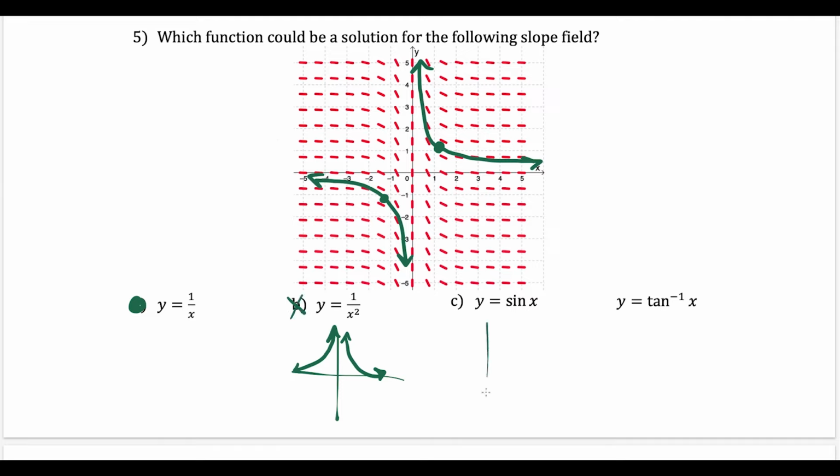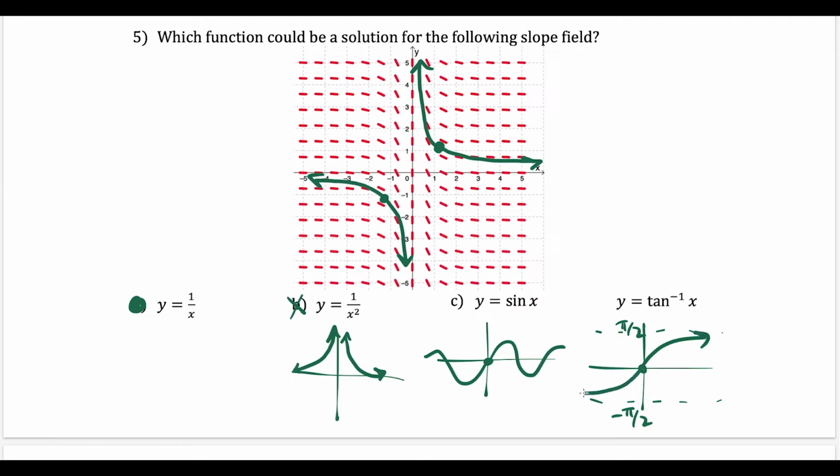And now I know this isn't sine x because sine x is a waving function like this. And if we look at this graph here from -5 to 5, this is clearly not making a sine curve. And then tangent inverse x here has 2 horizontal asymptotes, one at pi over 2 up top, and another horizontal asymptote down here at -pi over 2. And this curve looks like this. So that is clearly not what we're looking at in this picture. Choice A is our best option.